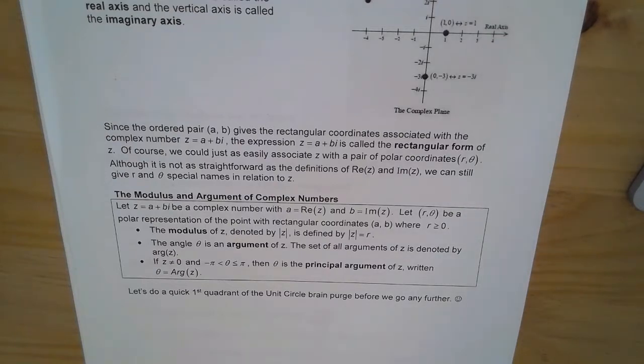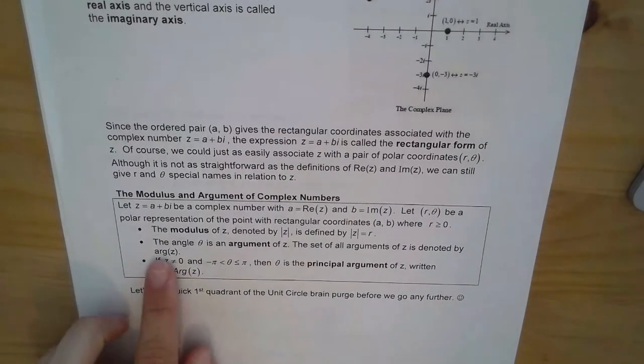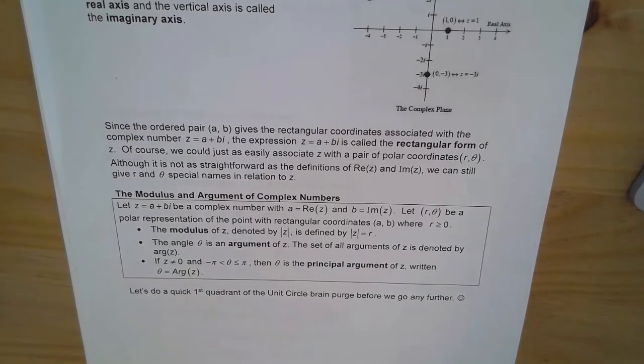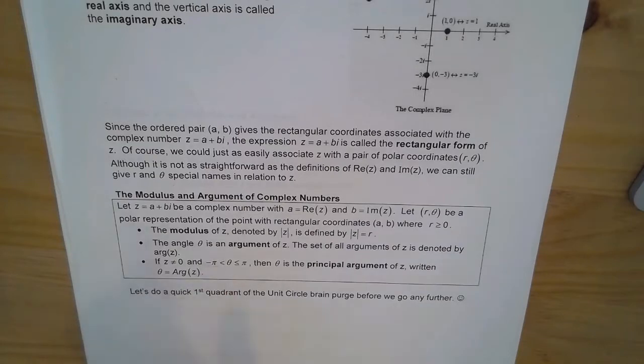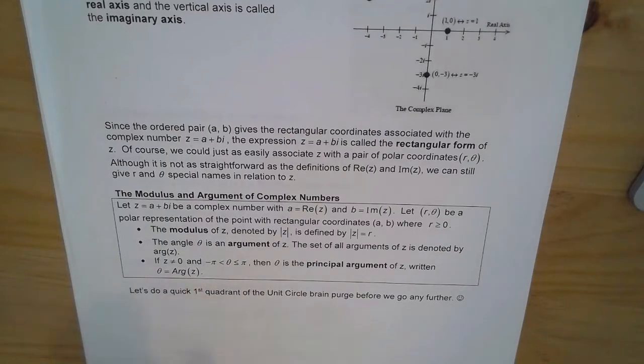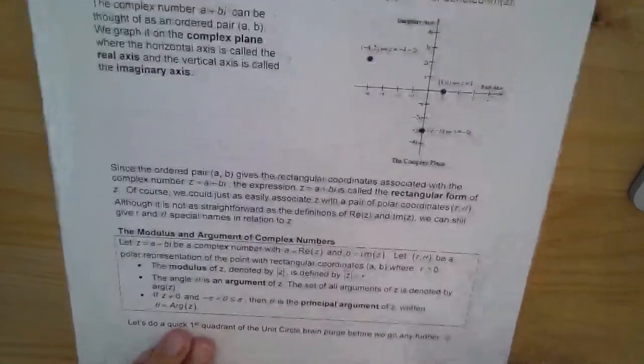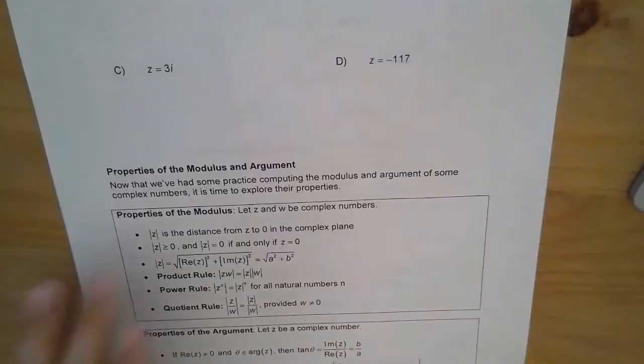The angle theta is an argument of z, so the set of all arguments of z is denoted as arg z. Now, keep in mind that this is a lowercase. So the lowercase arg considers all thetas, whereas if we were just considering negative pi to pi, then theta is a principal argument. And in that case, we have our capital A. Alright, now down below it says quick check for the unit circle, but let's not focus on that right now. Let's just go forth.